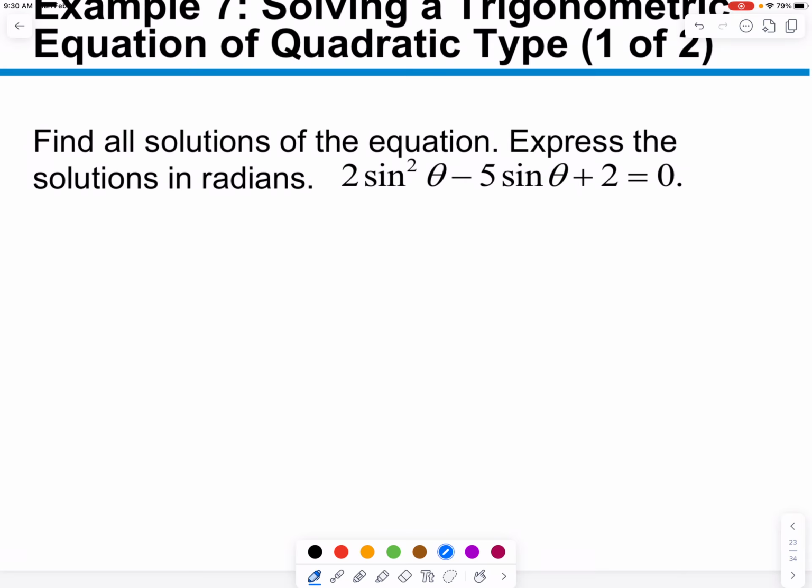All right. Find all solutions of this equation. Okay, so now we got to incorporate some trig identities. Okay. Let me think. Okay. So it looks like we can try u substitution here. All right. Let's just try u substitution. Okay. So what I'm going to do is say something like let u equal sine of theta. Okay.